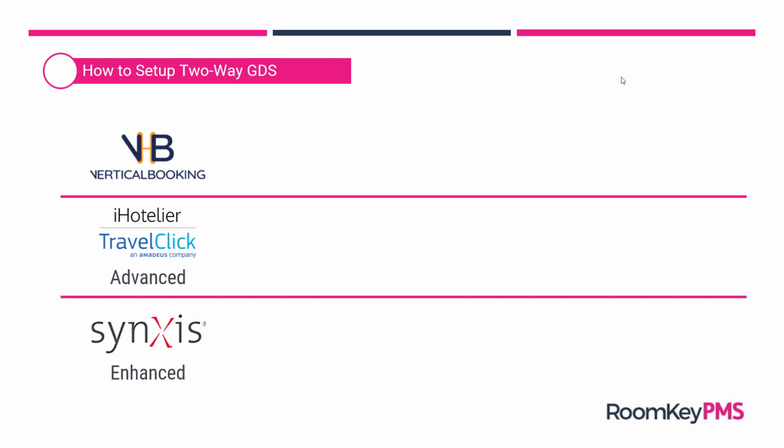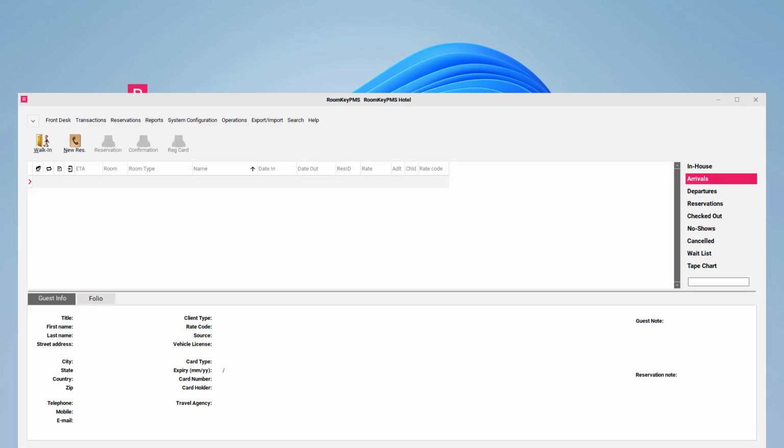So another question that you might be looking at as we're talking about these different connectivity partners is if you can restrict a rate. Now, the term restrict or restrictions doesn't really appear in the RoomKey software, but what it refers to is any close or close to arrival or length of stay restrictions. I'll show you where those appear here in RoomKey.